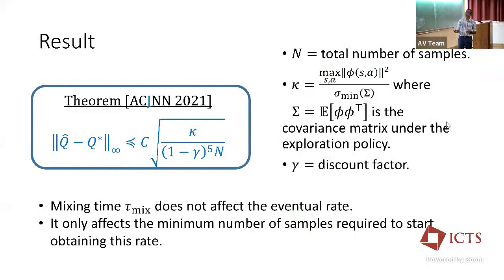So we can estimate the optimal policy up to this sort of error, right? So what are the terms here? n is the total number of samples that we have seen. Kappa is some sort of condition number that you cannot really avoid. And you have this term like 1 minus gamma to the power 5. We don't know whether this rate is optimal or not, but this is the best we could get.